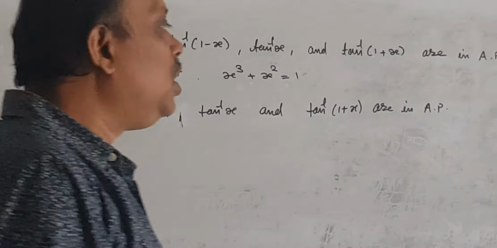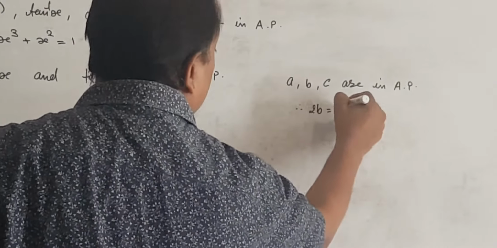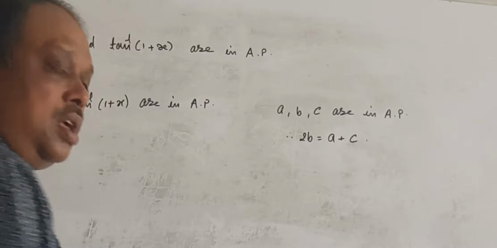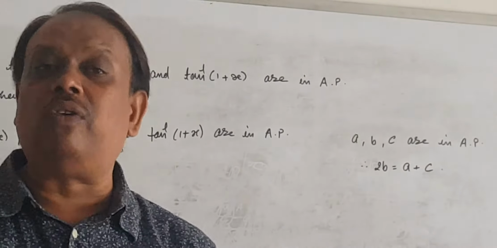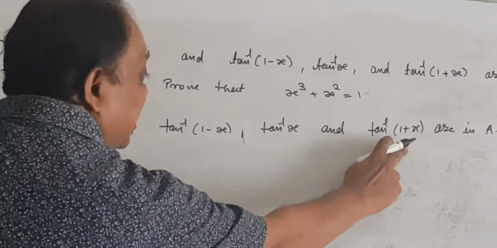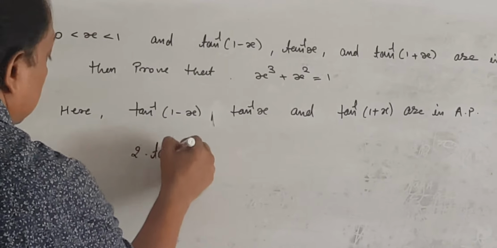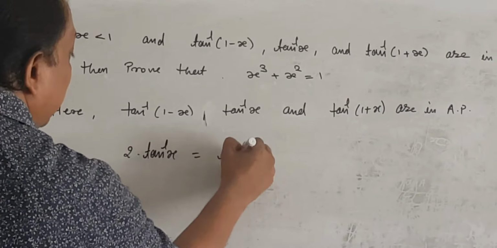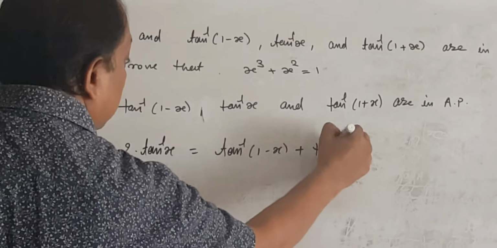You know the logic: if A, B, C are in AP, then we say 2B is equal to what? A plus C. Suppose A, B, C are in AP, we write 2B equal to A plus C. So here, this is A, B and C. So 2 times the middle term means what? 2 tan inverse x is equal to, can I say, tan inverse(1 minus x) plus tan inverse(1 plus x).